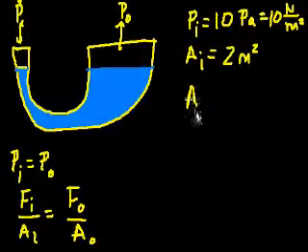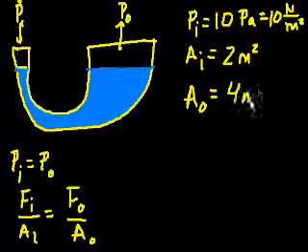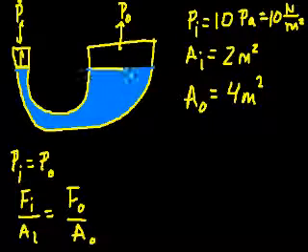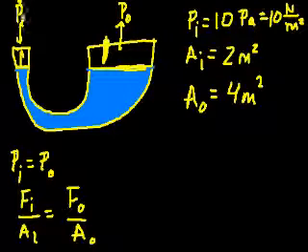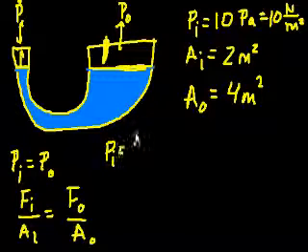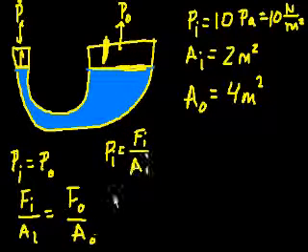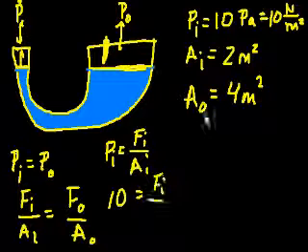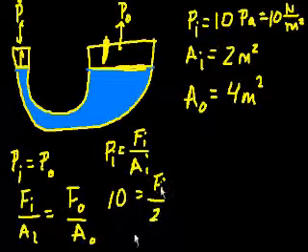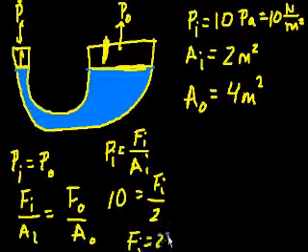And let's say that my output area is, I don't know, 4 meters squared. So what I'm saying is I can push on a piston here, and the water is going to push up with some piston here, right? So first of all, I told you what my input pressure is. What's my input force? Well, input pressure is equal to input force divided by input area. So 10 pascals is equal to my input force divided by 2. So I multiply both sides by 2. I get input force is equal to 20 newtons.